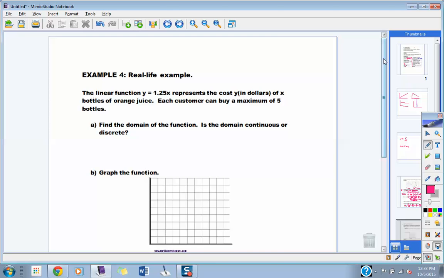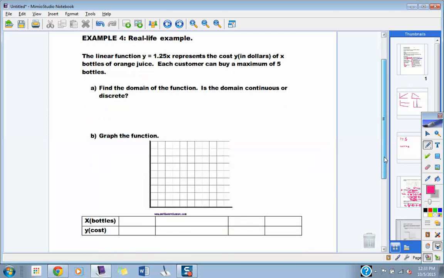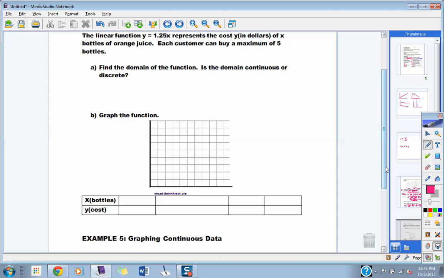Now, if you remember, the discrete one was like the dot graph. The continuous one was like a line graph, if you will. Okay? Example 4 says the linear function y equals 1.25x represents the cost y in dollars of x bottles of orange juice. It says each customer can buy a maximum of how much? 5. So you're in the grocery store, you're walking around, you come up to the orange juice and say, hey, we have a heck of a sale here. Limit 5 per customer. Means the most you can buy is what?